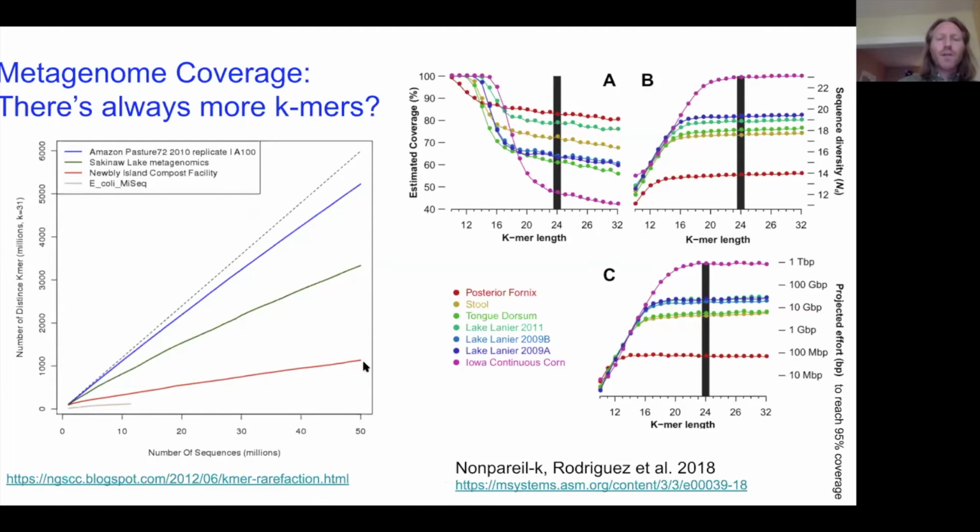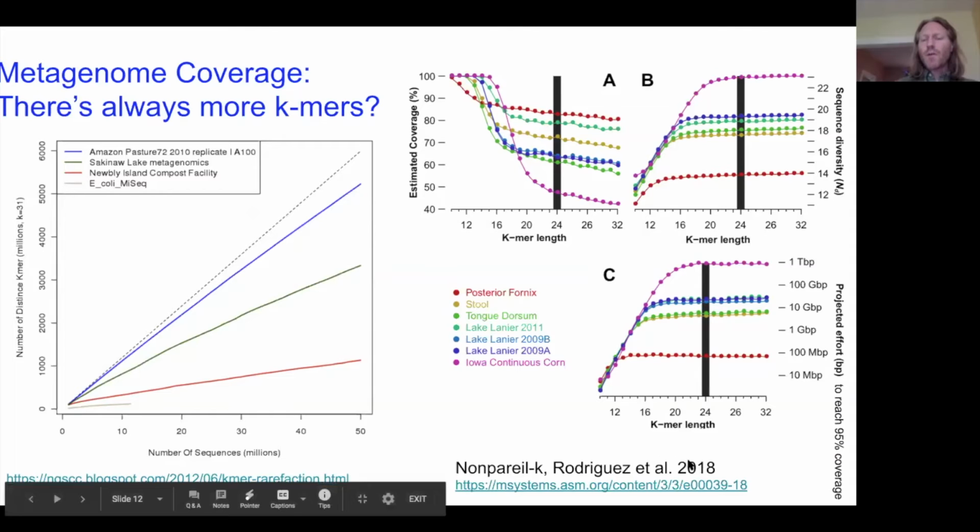So they have some other examples here. So here's in red some compost from a compost facility. The green is a lake metagenome, and the blue is a field, like a pasture metagenome. And you can see that as you get to these more complex environments, there's no sign whatsoever that these are going to saturate anytime soon. It looks like the more you sequence, the more k-mers you find. And so people have since then done ever deeper sequencing.